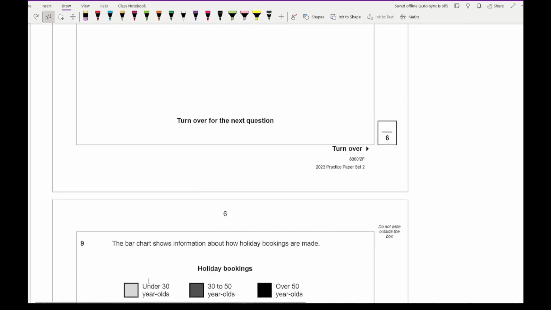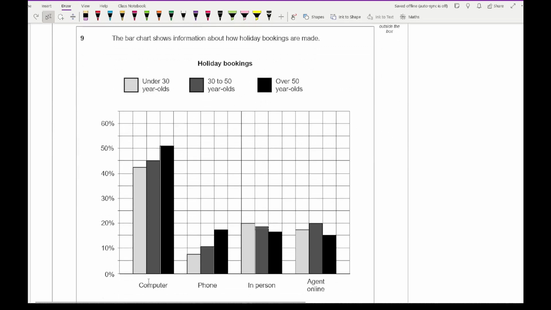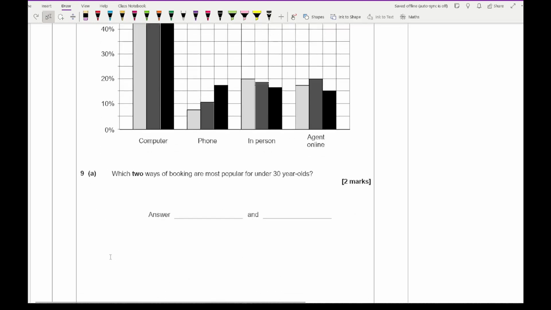Moving on to question 9, it says the bar chart shows information about how holiday bookings are made, and we've got 3 categories. We've got under 30s, which is in the light grey, 30s to 50s, which is in the dark grey, and over 50-year-olds, which is in the black, and we've got computer, phone, in person, and agent online.